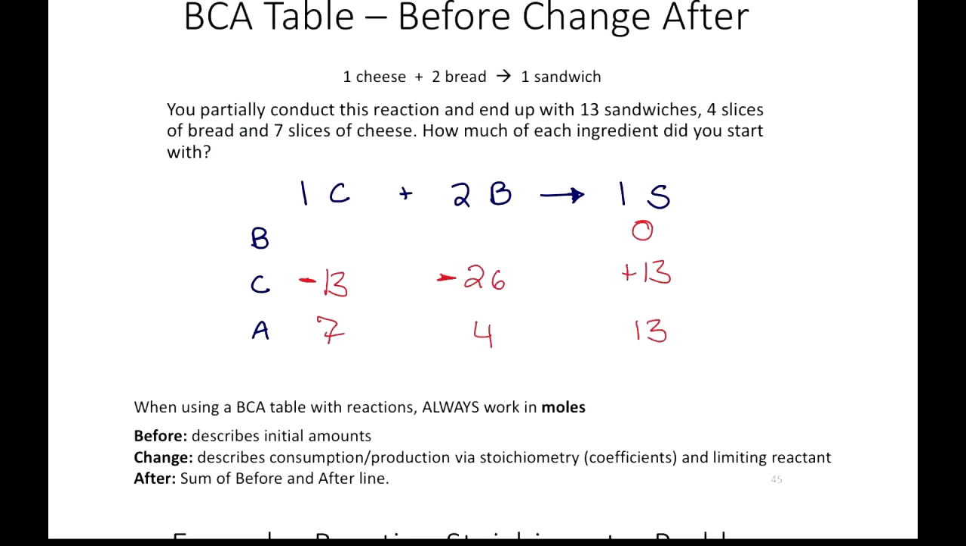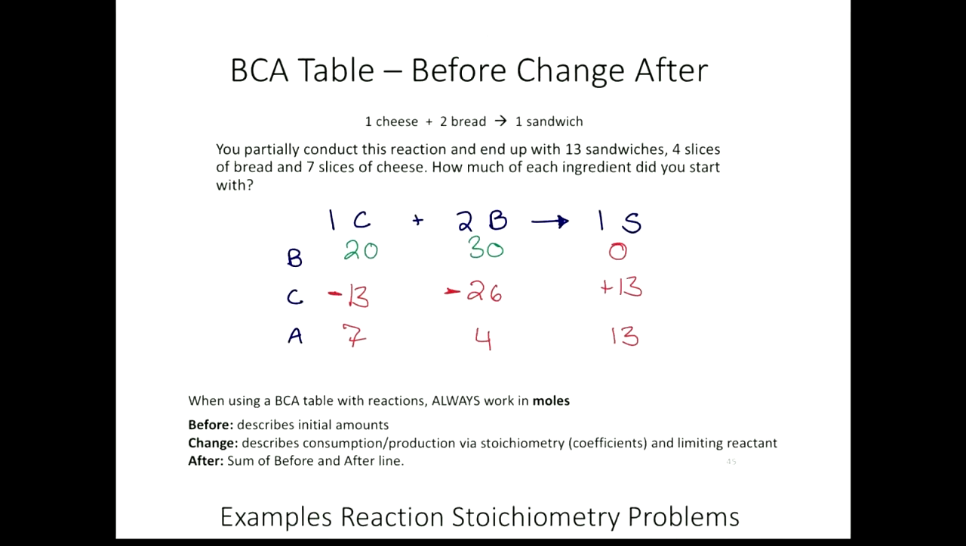All right, so we see, what did we start with? We started with 20 cheeses and 30 breads. Cool? Yeah. The question is, how did I get minus 13? If I want to make 13 sandwiches, how many slices of cheese do I need? See how all of this line is dictated by the coefficients here? It's a 1 to 2 to 1 ratio. See how 13 to 26 to 13, it all fits the ratio, the coefficients. Okay, so there's a BCA table.